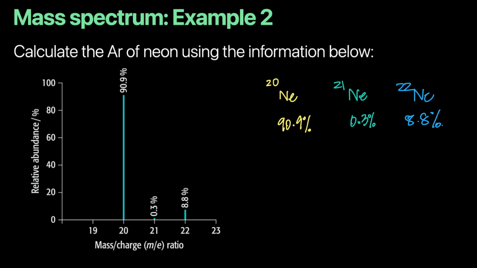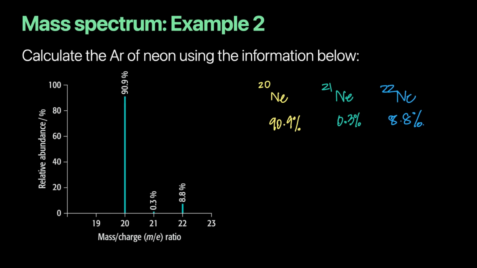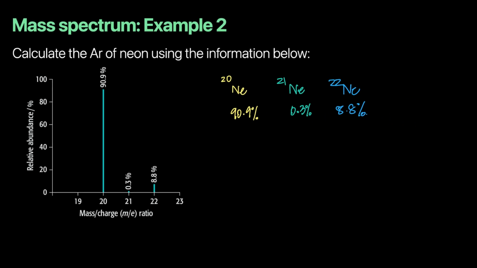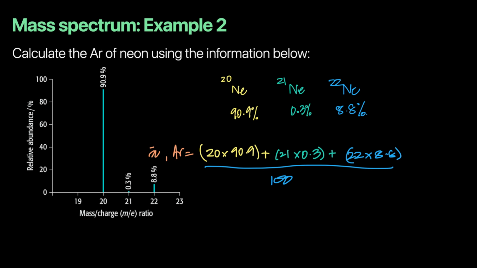So this is the data we got from this graph, and zooming out so I have more space, I can find the Ar, which is the average mass. The Ar comes out to about 20.2, or approximately 20.2 to one decimal place.